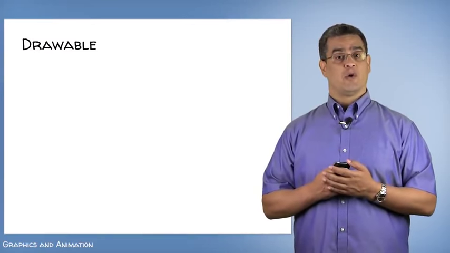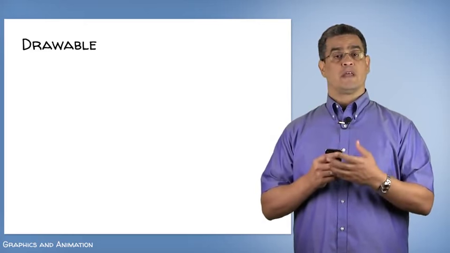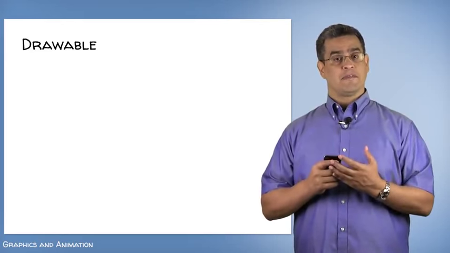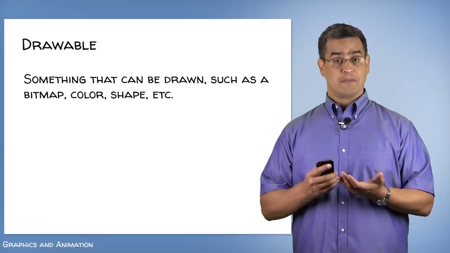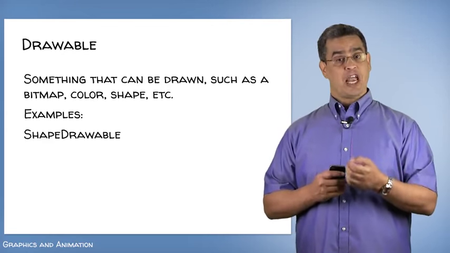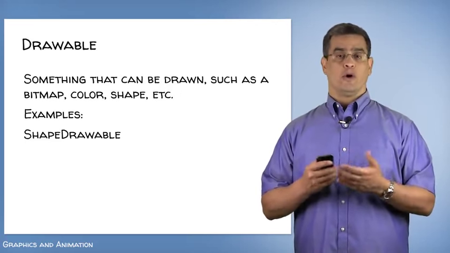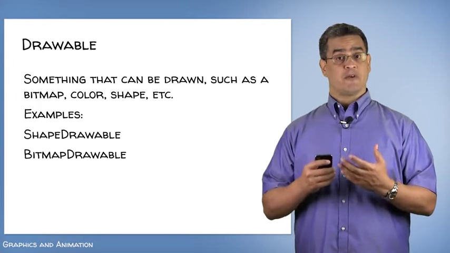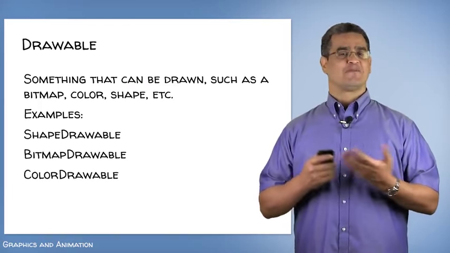There are many ways to draw with views, but in this lesson, I'll focus on drawing using the Drawable class. A drawable represents something that can be drawn, things like bitmaps, colors, shapes, and much more. Some simple drawables include the ShapeDrawable class, which represents a shape such as a rectangle or an oval. The BitmapDrawable class, which represents a matrix of pixels. And the ColorDrawable class, which represents a solid color.